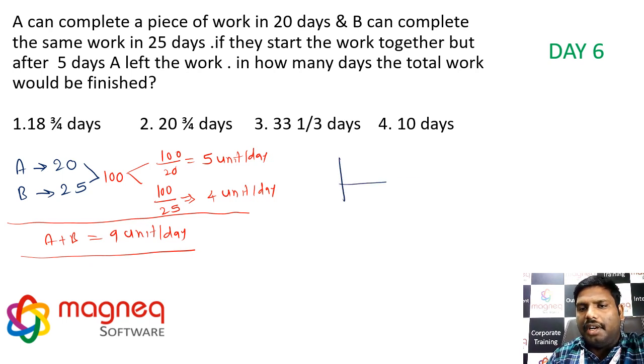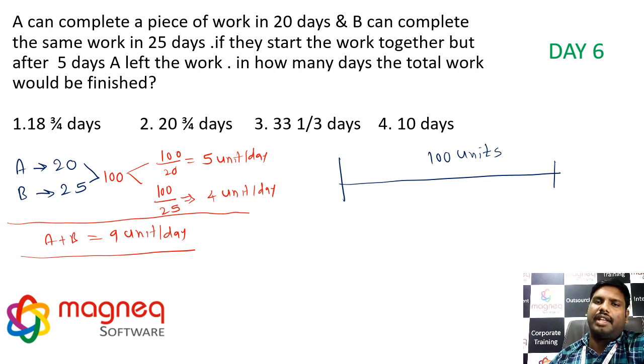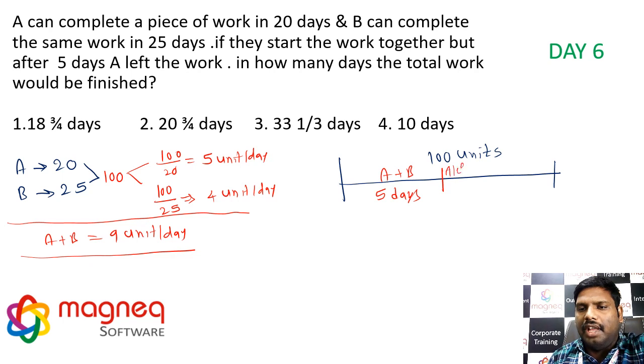LCM 100 means there are total 100 units of work. And given the information, they start the work together, but after 5 days A left. Means first A and B work together for 5 days, then A left, so remaining only B. In 5 days, at 9 units per day, 45 units of work are completed.